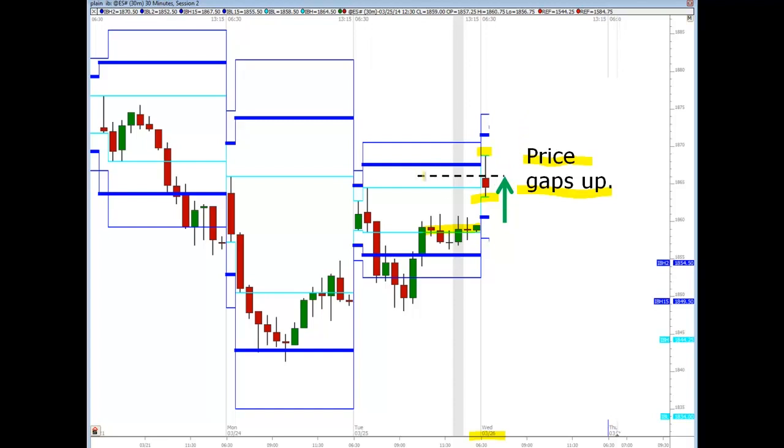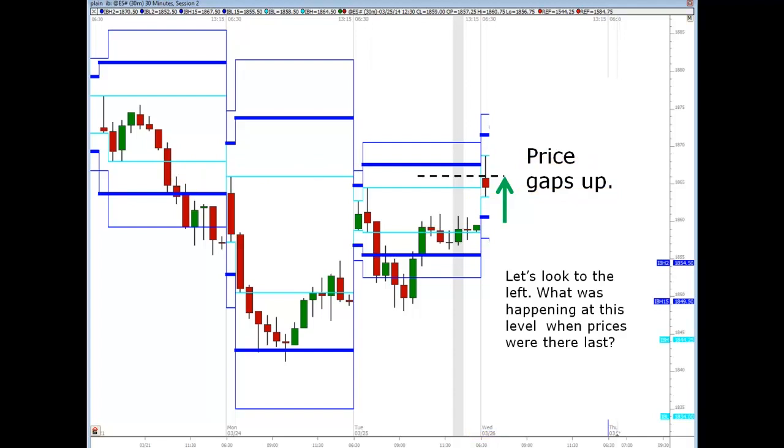The first thing I want you to do is to begin to learn to look to the left. Have we overcome the sellers? Are we above our resistance zones? And I hope that the answer you are saying is absolutely not. When we take a look at what was happening at these price levels, when prices were there last, we had very strong selling activity. And that's what you want to be looking at.